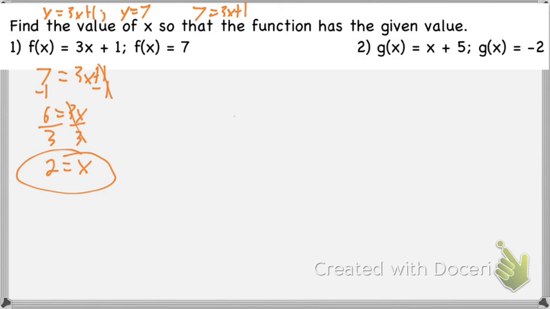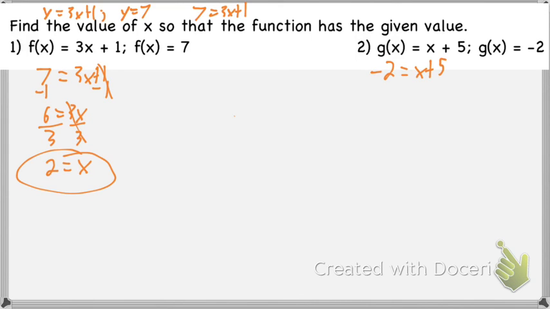Let's look at number 2 here. g of x is equal to x plus 5. Now we're also told that g of x is equal to negative 2. So is that negative 2 in the parentheses? No. So what am I going to do with that negative 2? I'm going to replace the g of x. So I'm going to have negative 2 equals x plus 5.